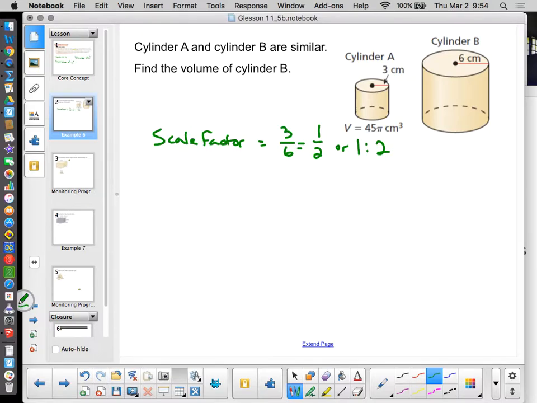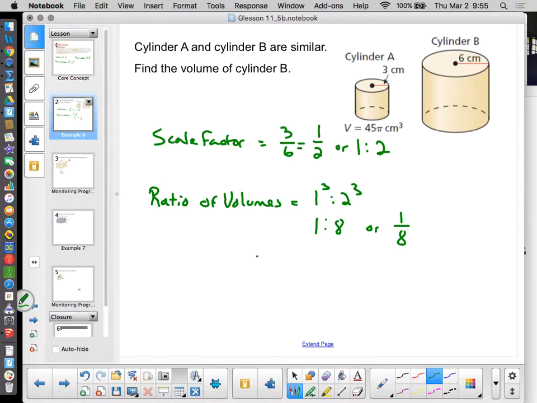So if that's the scale factor, the ratio of volumes has to be 1 cubed to 2 cubed. Well, 1 cubed is 1 times 1 times 1, which is 1. 2 cubed is 2 times 2 times 2, which is 8. So the ratio of volumes is 1 to 8. Now that I have that ratio of volumes, I can use that to set up and solve my proportion.